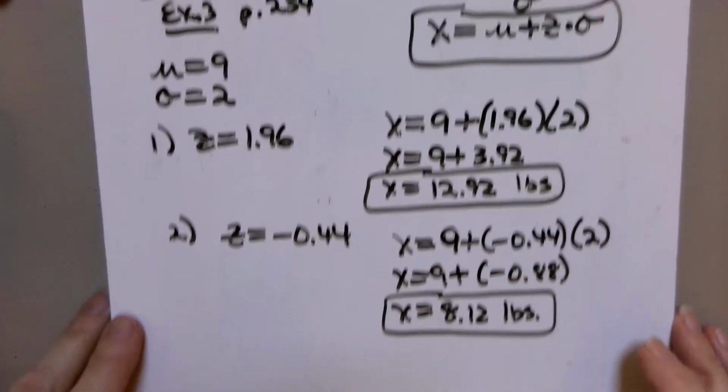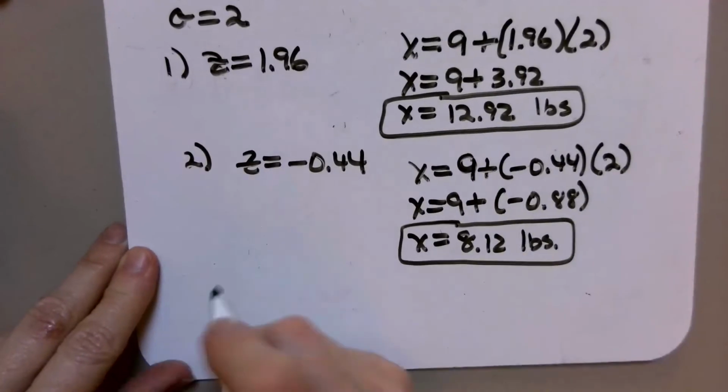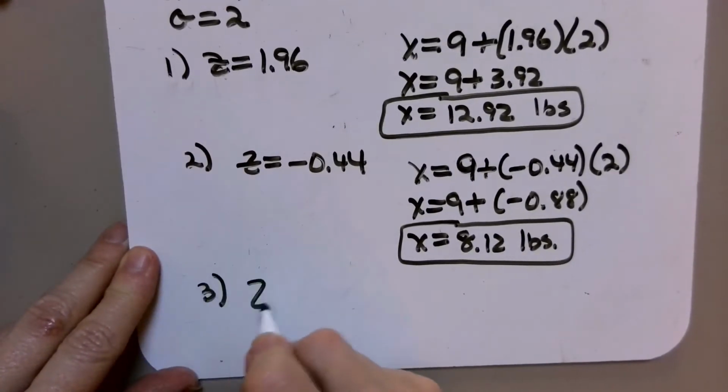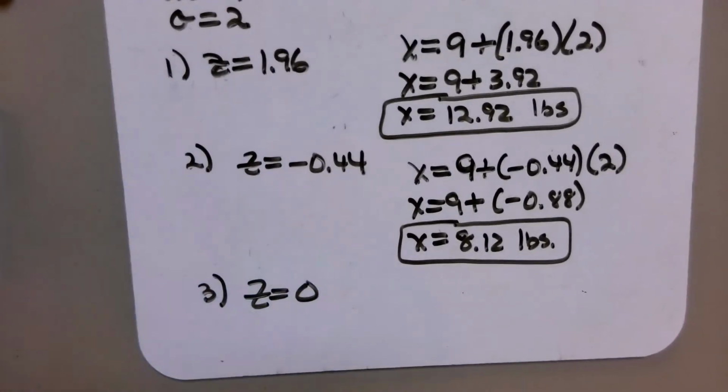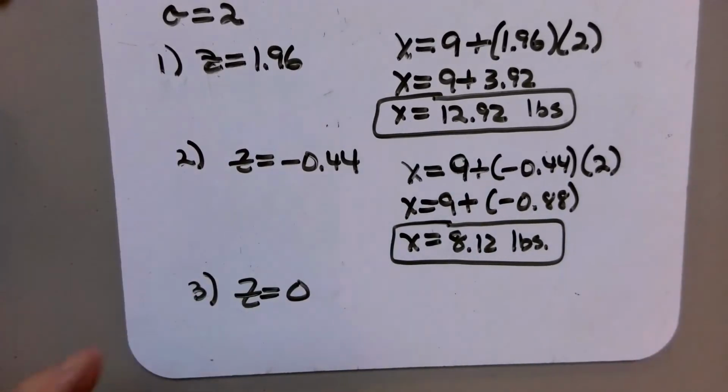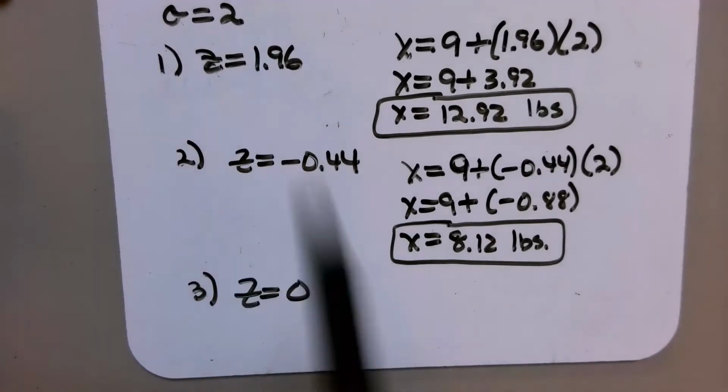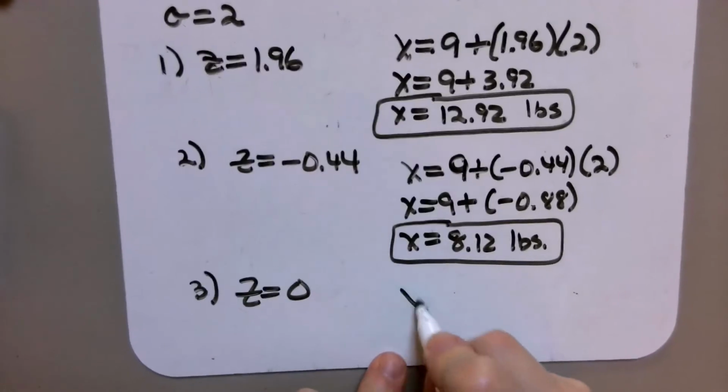And then our third question for example 3 says, what if our z-score for this cat is 0? That means this cat is 0 standard deviations from the mean in terms of weight. So, hey, the cat must be the mean weight, right? If there's 0 standard deviations from the mean, the cat must weigh 9 pounds. But let's prove it with the formula.